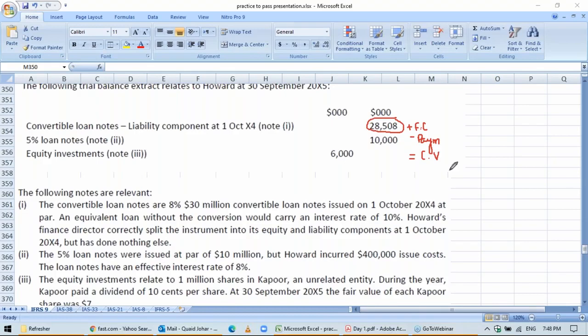So let's add the finance cost and deduct the payment. They have already calculated the liability component correctly, so no need to calculate the present values, right? But the effective rate is 10% at which we will record the finance cost, and the payment will be calculated at 8% of what? 8% of face value. And the finance cost will be calculated at 10% of what? 28,508. Okay, let's do it.